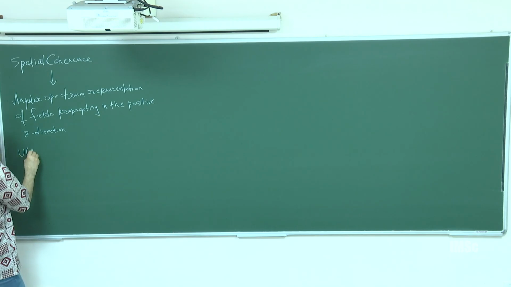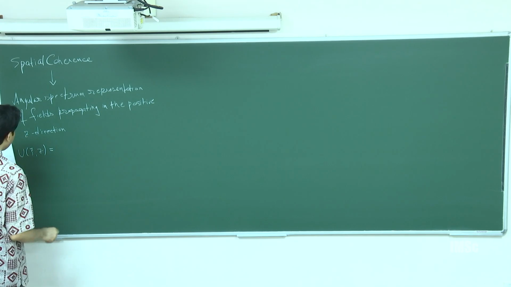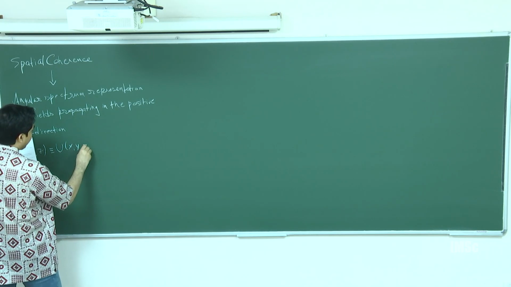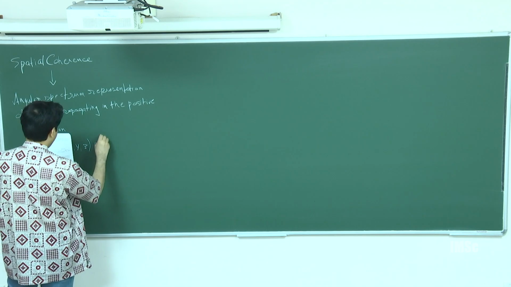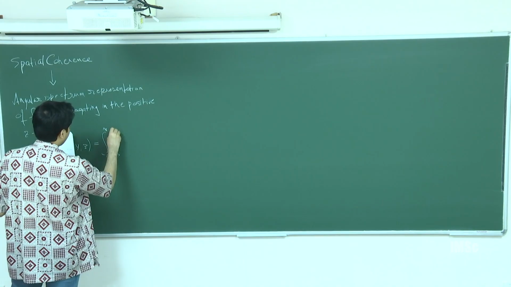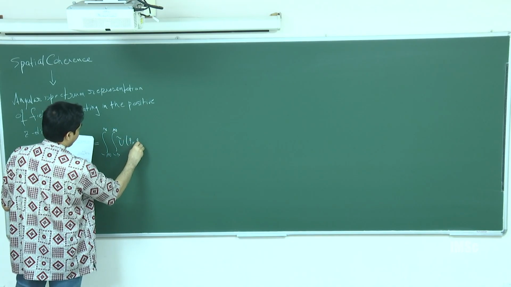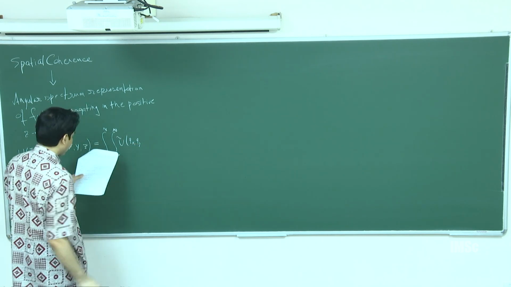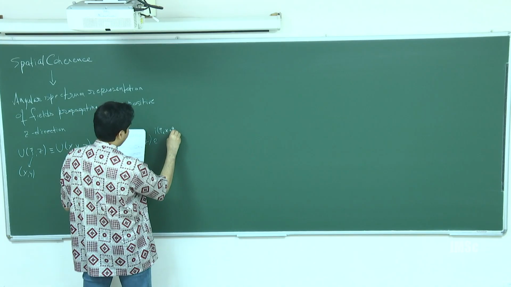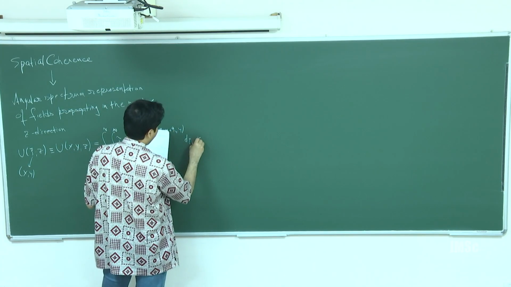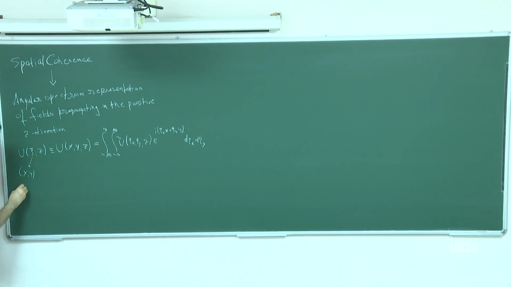So just to recapitulate what we did last time. Any field u of rho, z, where rho is xy, can be written this way in terms of the spatial frequency variables qx and qy. Just to recall, the rho vector is xy, and the q vector is qx, qy.